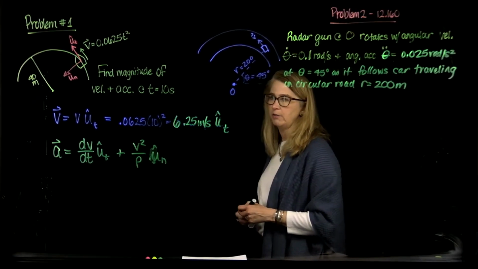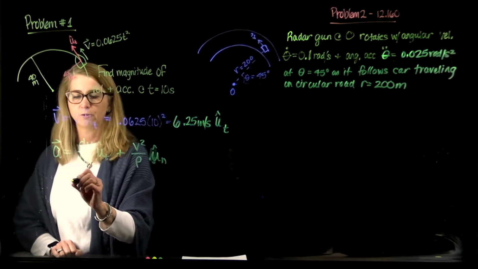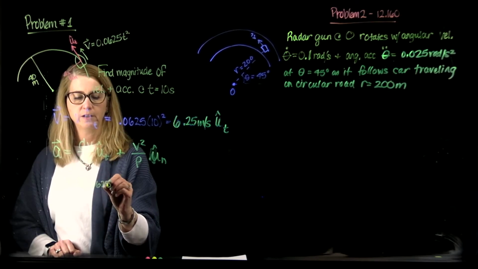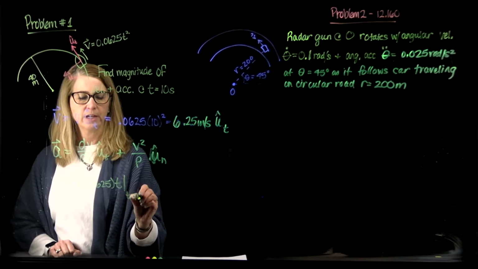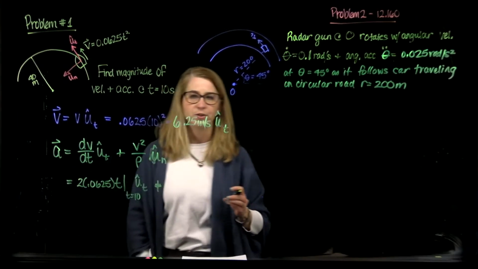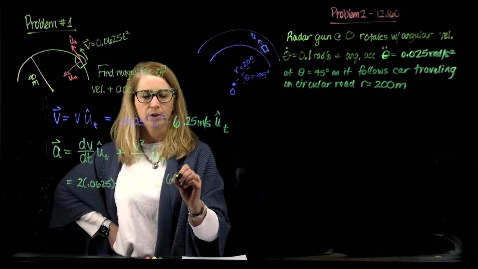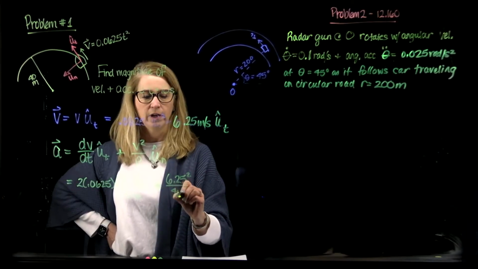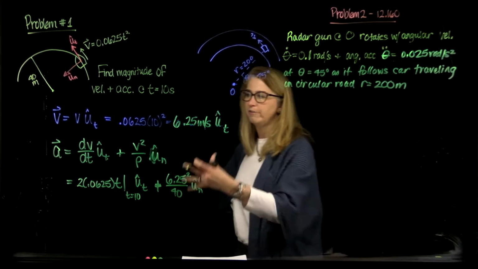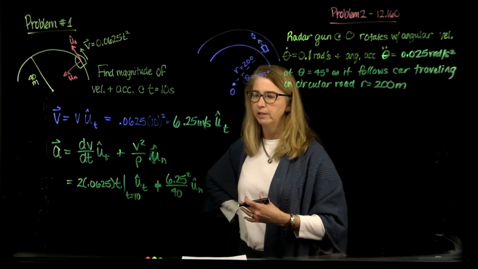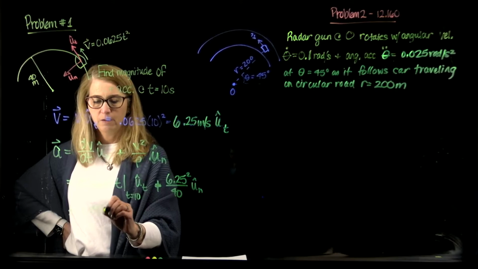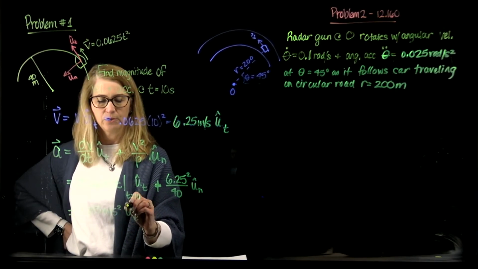which really is caused by the change in the direction, remember. So this one is, again, relatively simple. The derivative of the speed with respect to time would be 2 times 0.0625 t, and we'll evaluate that at t equals 10 seconds. Then we add the centripetal acceleration component, which would be the 6.25, because that's how fast it's going, squared, divided by 40 meters, and that would be our normal component of acceleration. When we evaluate the change in speed at t equals 10 seconds, we find that it is 1.25 meters per second squared, so that's the tangential component.